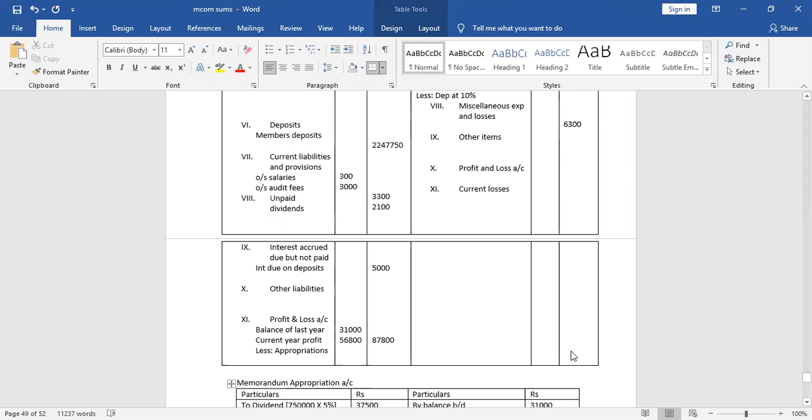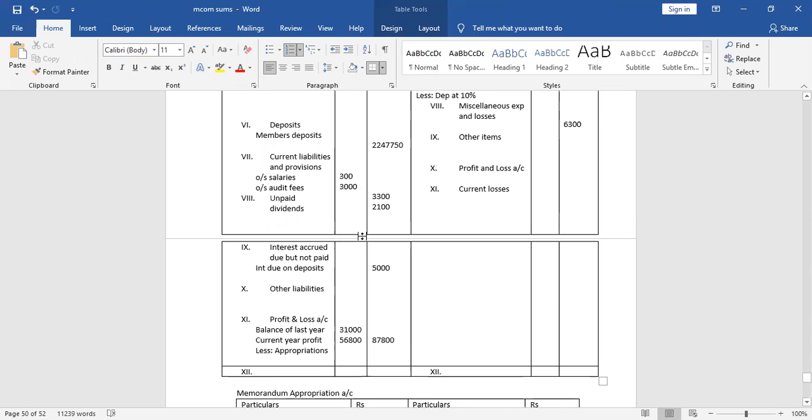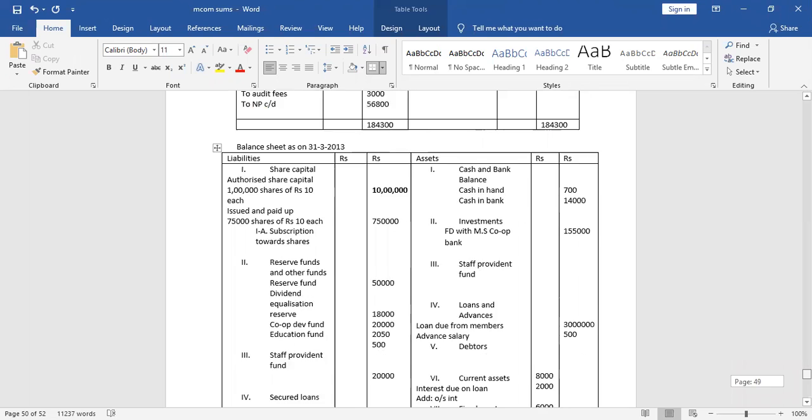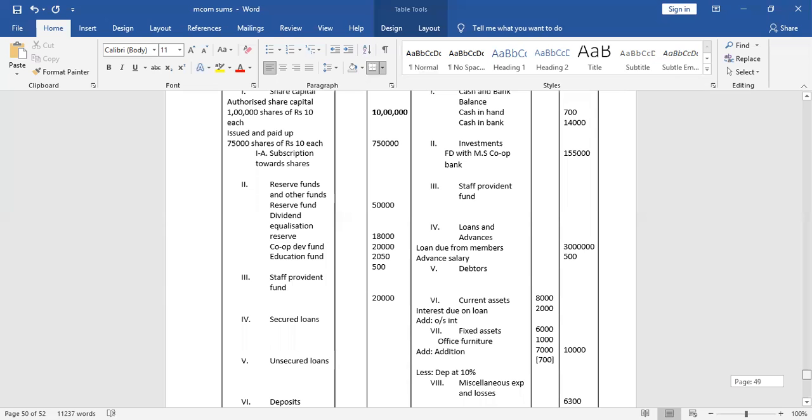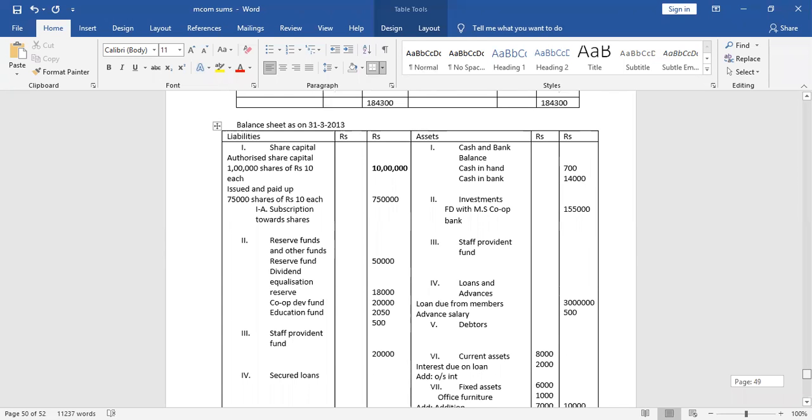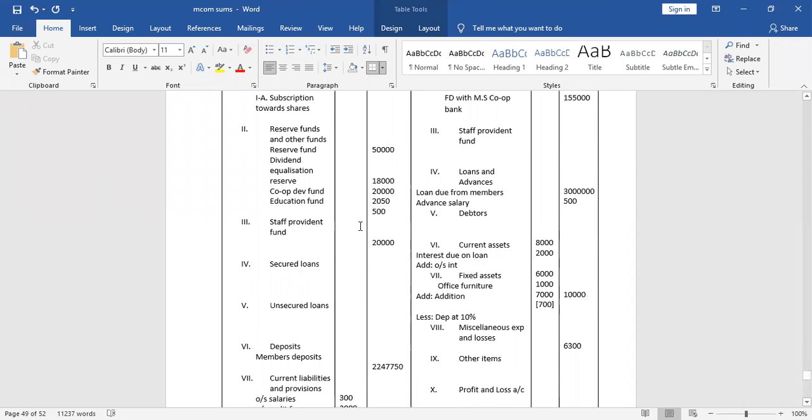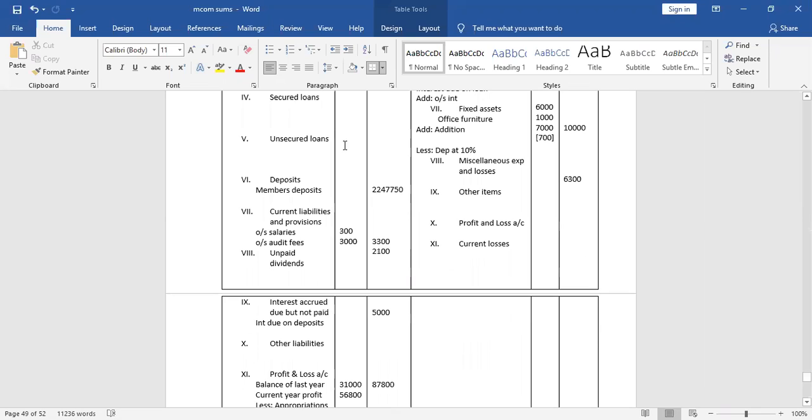We will have to tally the balance sheet. So we have to tally the balance sheet and see what amount is coming in the balance sheet. So leaving aside the 10 lakhs: 7,50,000, 50,000, 18,000, 20,000, 2,050, 500. One minute. Yes, what did I already write 20,000 for? 50,000 is reserve fund, dividend equalization 18,000, 2,050, cooperative education fund 500, 20,000. Staff provident fund, which is nothing, we have to write nil. Other liability also nil.